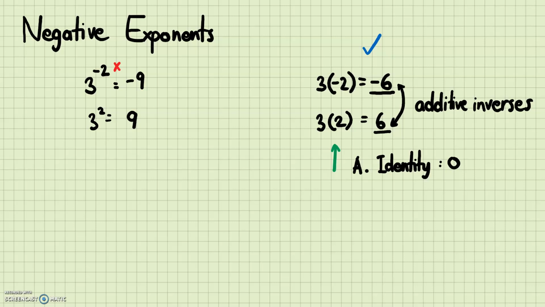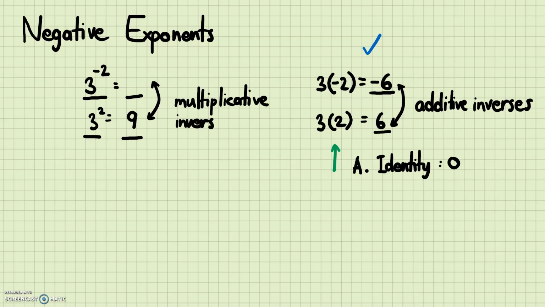And a similar rule can be applied for negative exponents. When I do 3 squared, I get 9. When I do 3 to the negative 2 power, I should get a number here that is the inverse of 9. But this time it's going to be a multiplicative inverse. Multiplicative inverse. And the reason it should be a multiplicative inverse is because for multiplication, think of it this way.